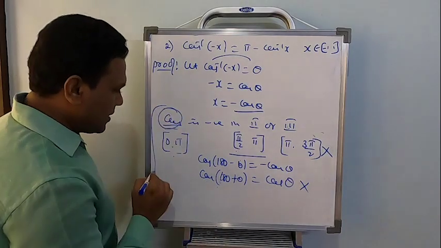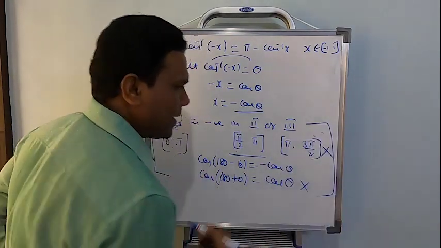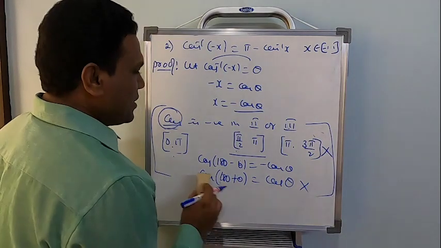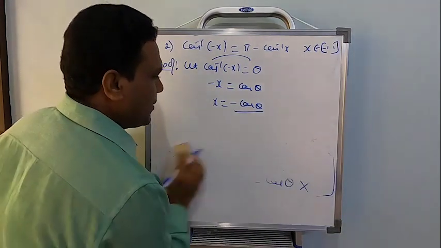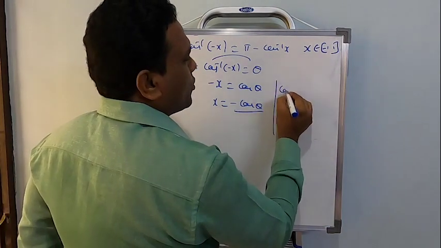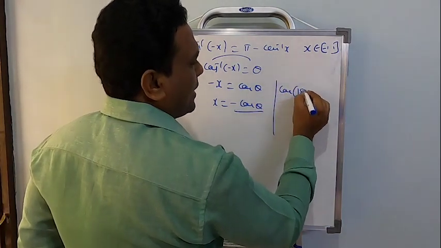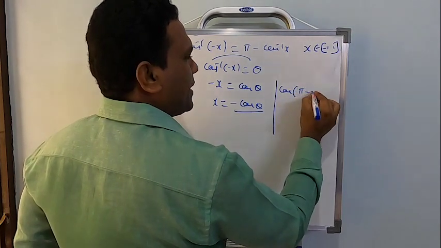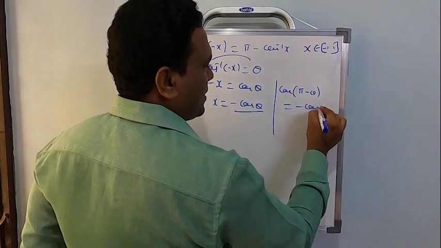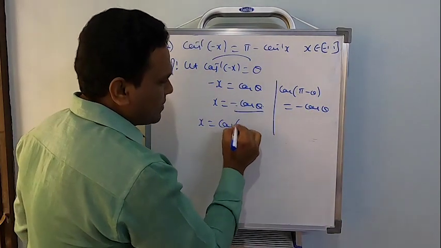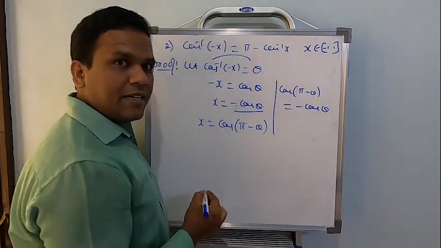This is for your reference. If you want, make a note of this. No need to write it in the examination. So after this step, we got minus cos theta, right? So cos of 180 minus theta, or you can write pi only, cos of pi minus theta equal to minus cos theta. That means minus cos theta now will be written as cos of pi minus theta.